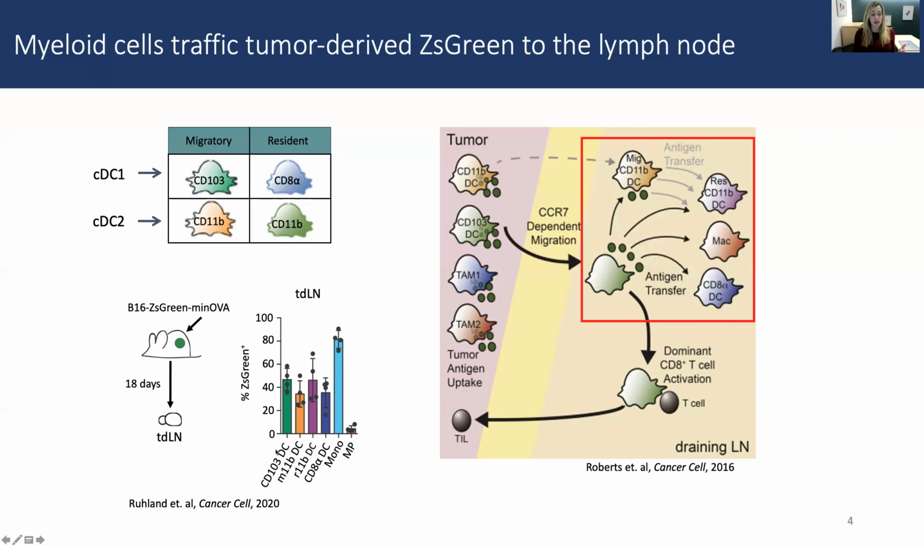Here you can see this flow cytometry quantification where CD103 migratory DCs and migratory CD11b DCs are positive, both at around 40% of the population positive for ZsGreen. And this is not simply restricted to those cells. Instead, you find resident DC populations like resident CD11bs and resident CD8 alpha DCs are also positive for this tumor-derived material, at a proportion very similar to their migratory cells. So around 40% of these populations are also positive for ZsGreen, demonstrating that antigen is being readily shared. So again, the question is, how is it moving and what does it mean for T cell responses?